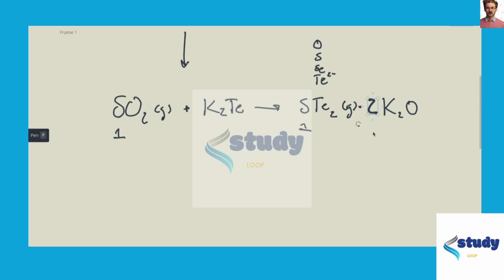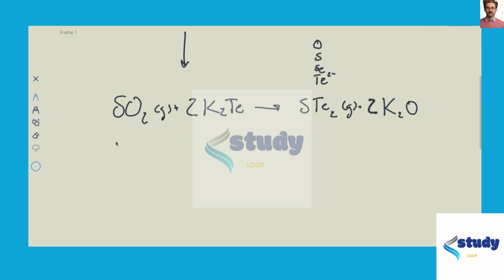Make this 2 a little bigger. See how this is 4? There's 2 potassium oxides, and there's 2 potassiums per potassium oxide. That means we have 4 potassiums. So if we have 4 potassiums, we must have 2 potassium tellurides. Make a little space here. So now we have 2 times 2, 4 potassiums on the left and 4 potassiums on the right.